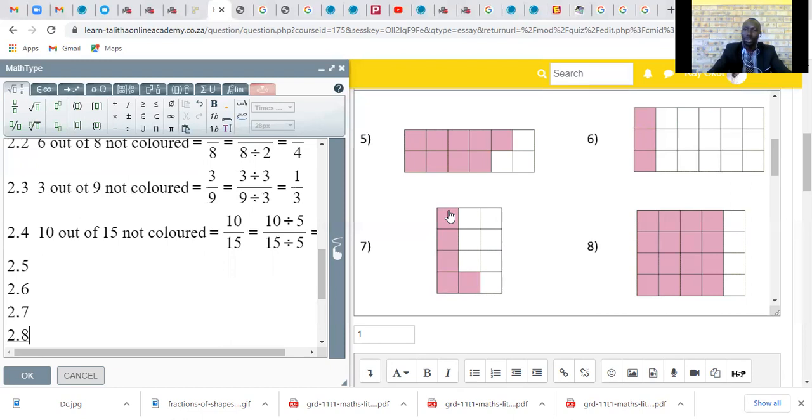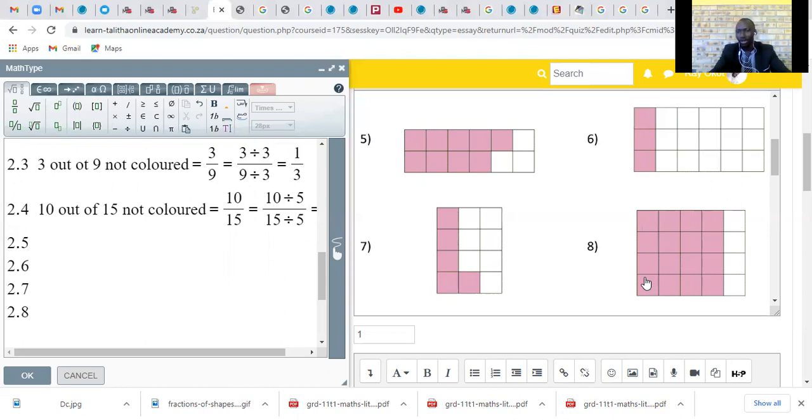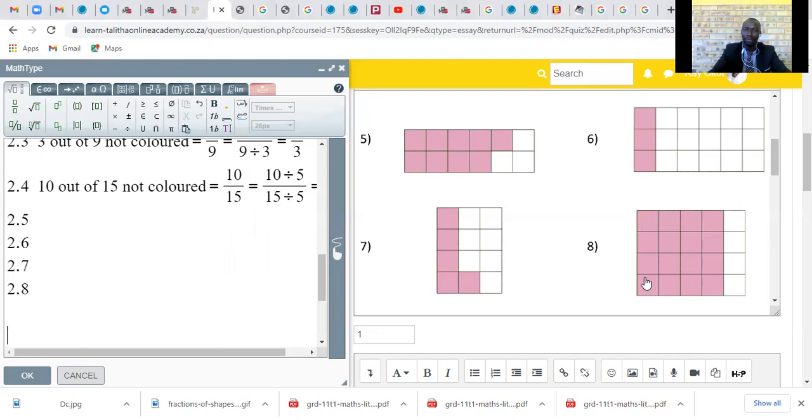For question 2.8, you count the number of squares that are not colored. That is 1, 2, 3, 4 out of 5, 6, 7, 8, 9, 10, 11, 12, 13, 14, 15, 16, 17, 18, 19, 20. So we have 4 squares out of 20 that are not colored, and you can write it in a fractional notation as 4 out of 20. And so you can also reduce that down.